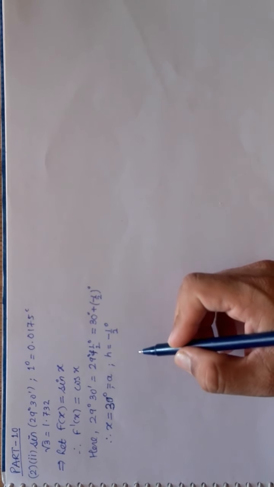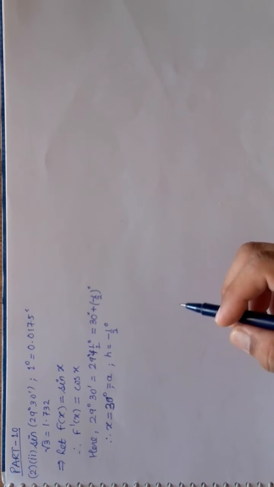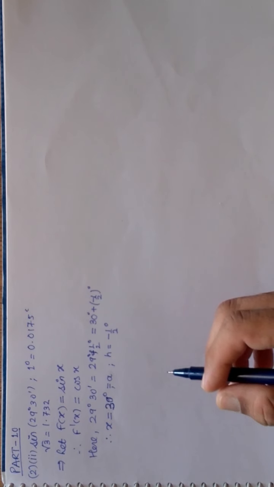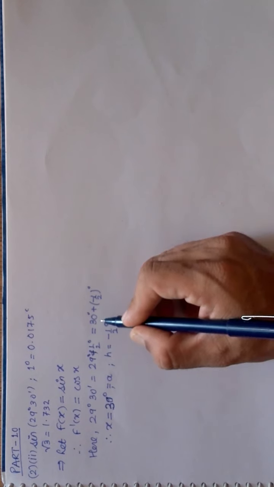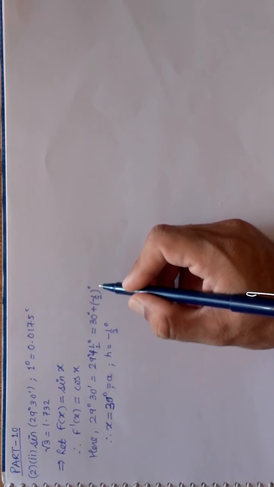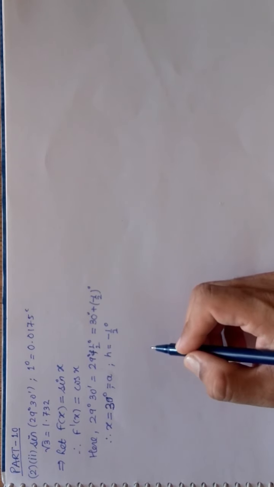So, what I am doing is, I am defining this first function. That is function of x to be as sin x, and we know derivatives to be taken. So, f dash x is equal to your cos x. So, 29 degree 30 minutes is actually nothing but 29 degree and half degree. Because you know very well that 1 degree is equal to 60 minutes. So, obviously 30 minutes is equal to half degree. So, it can be written as 30 plus minus half. So, that it becomes 29 and a half.